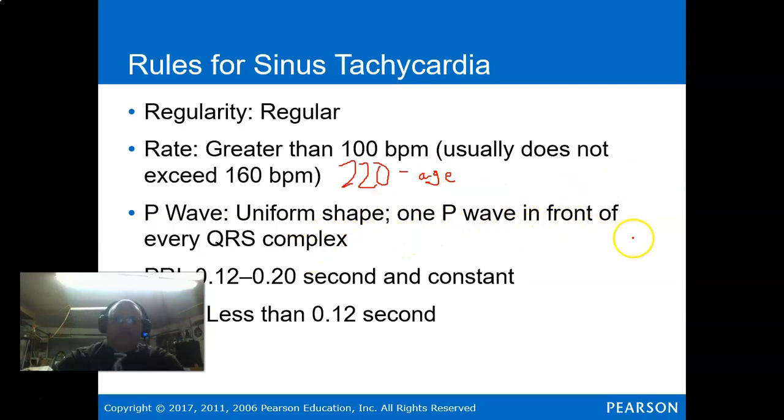Other than that, the rest of the rules are the same with this guy. If it's above 100 beats a minute, usually at 160, we really take a close look to make sure that it is actually a sinus rhythm.